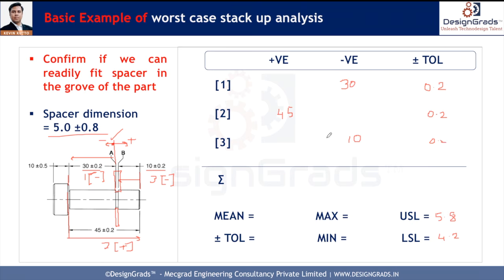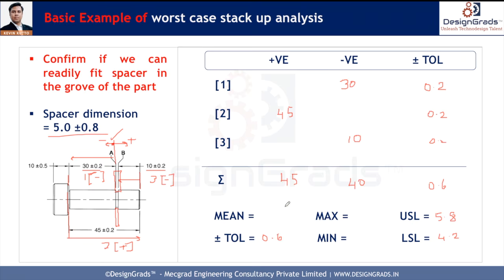Okay. Now we take the summation of all the positives, the summation of all the negatives, and the summation of all the tolerances. What is the summation of all the positives? There is only one dimension in positive, which is 45. Then the summation of all negatives is 40. And the summation of all the tolerances is 0.2 plus 0.2 plus 0.2, which is 0.6. So we got a system level tolerance of 0.6. We can directly copy it here. This is the total variation going to happen in our system.